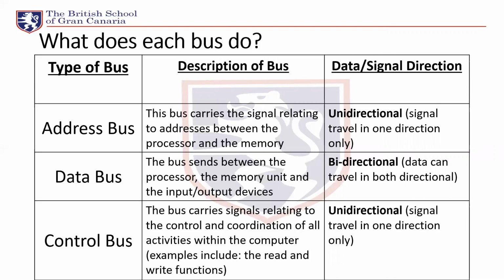And it is unidirectional and it travels in one direction only, okay? So it will only travel in one direction. Then you've got the data bus. So this is the bus that sends data between the processor and the memory unit, between the input and output devices. So meaning if you want to print a document, that's the data that goes. And it's bidirectional, so the data can travel in both directions.